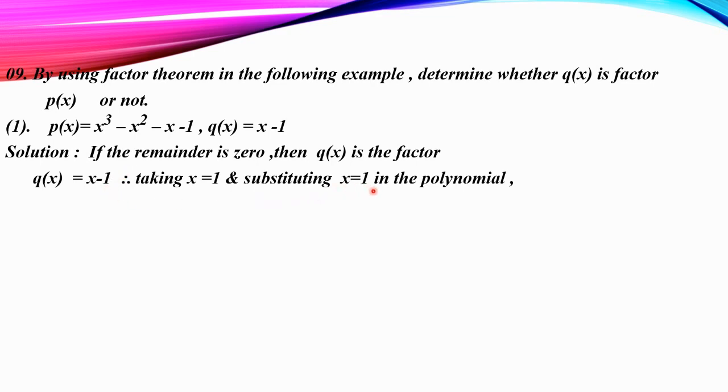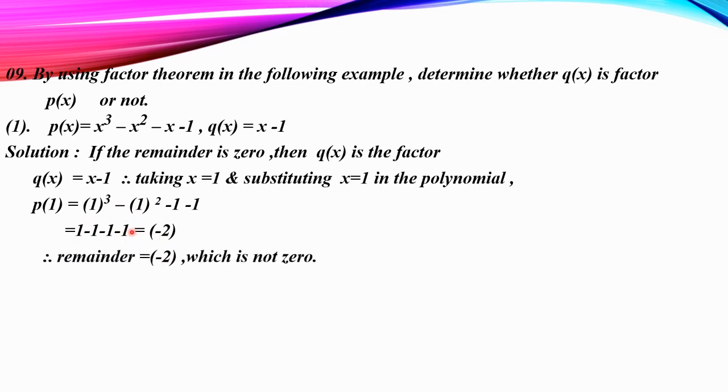is equal to 1 in the given polynomial, P(1) is equal to 1 raised to power 3 minus 1 raised to power 2 minus 1 minus 1. So here 1 raised to power 3 and 1 raised to power 2 will be 1. So we get the values as 1 minus 1 minus 1 minus 1 and that is equal to minus 2. So P(1) is equal to minus 2. Therefore the remainder is minus 2, which is not 0. Therefore x minus 1 is not the factor of P(x).